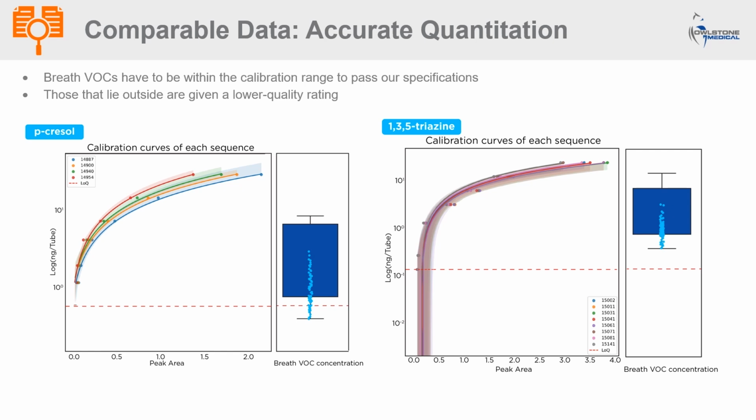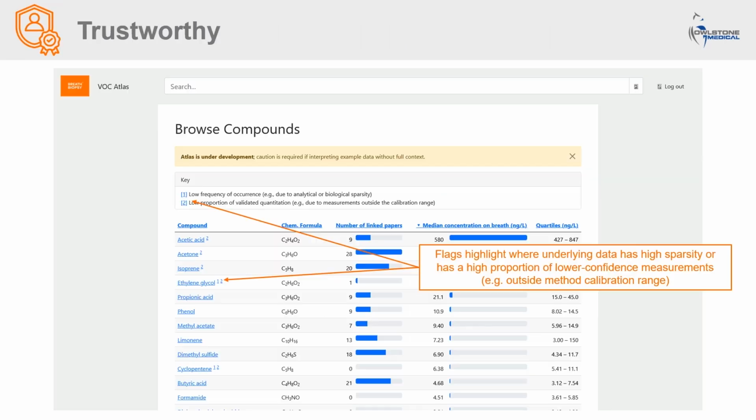As you see here, the VOC on the right-hand side falls nicely within the calibration curve for all of our breath samples. But on the left, you can see, for this VOC, some of the breath samples have concentrations that fall below the LOQ. So the most important thing here is that those using and interpreting the data are equipped with all of the relevant information so that they can make their own judgment about how the data can be used. So in the latest version of Atlas, we report quantitative data.